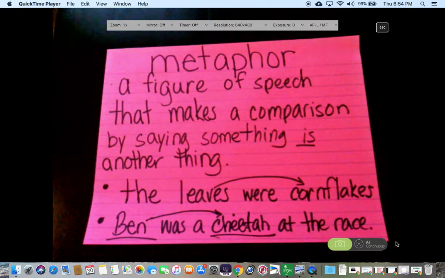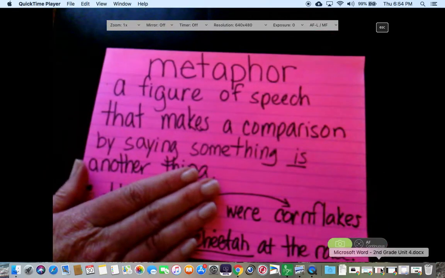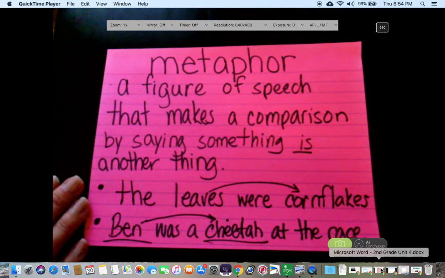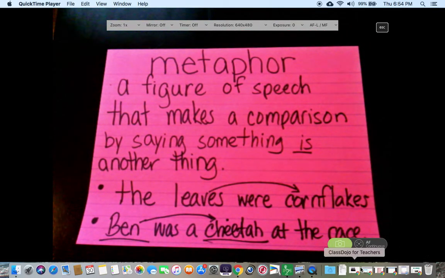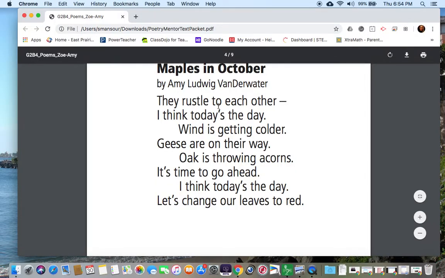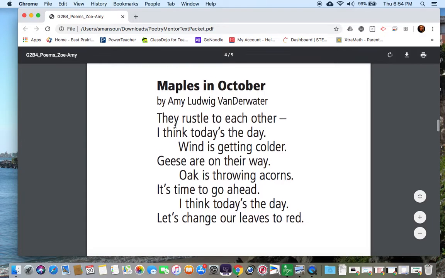So now what we're going to do is we're going to explore a couple poems. And the first one that we're going to explore, we're going to look at how an author uses metaphors and doesn't use the word like or as, but actually shows comparisons in this way. All right, let me go out of that. There we go. So if you can take a look at this poem here, Maples in October by Amy Ludwig Vanderwater.